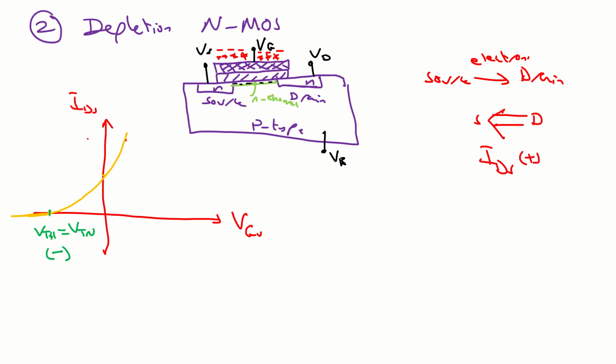Good. I hope the explanation is not that difficult for all of you. Of course, if you have any questions, it will be my pleasure to elaborate on the two types. Now, number 3. Number 3 is what here? Enhancement P-type.